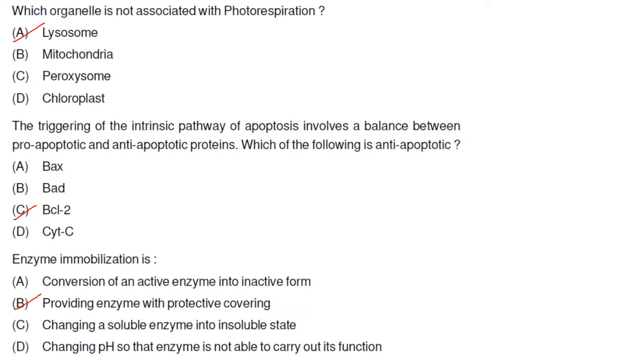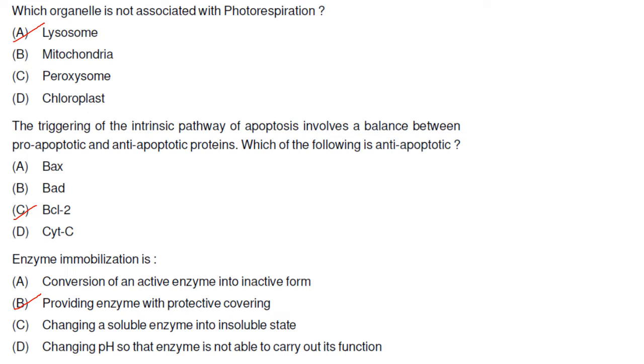Then triggering of the intrinsic pathway of apoptosis involves a balance between pro-apoptotic and anti-apoptotic proteins. Which of the following is anti-apoptotic? So the intrinsic pathway of apoptosis involves a balance between pro-apoptotic and anti-apoptotic proteins. So which of the following is anti-apoptotic protein? Out of this, BCL2 is anti-apoptotic protein.